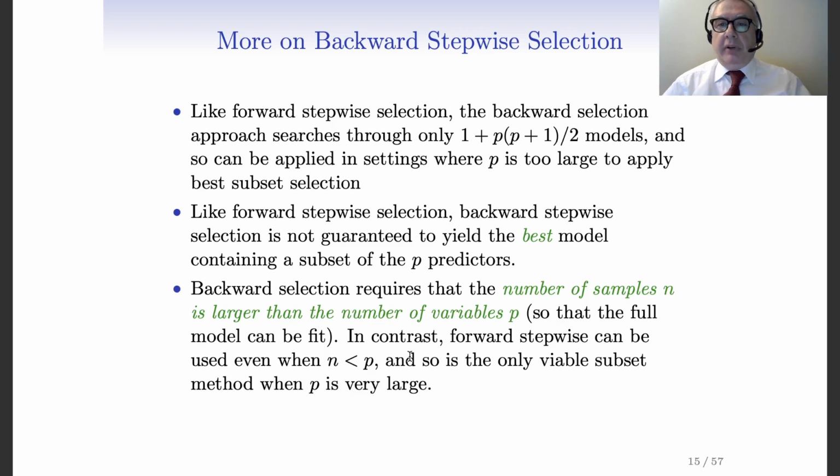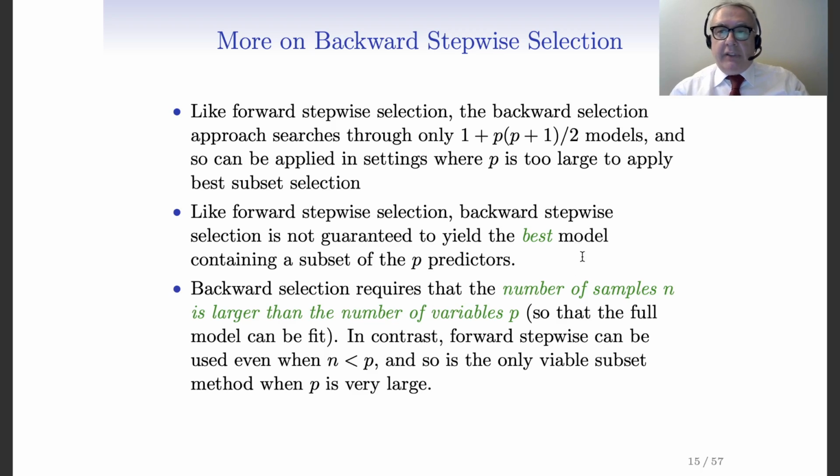Comments on backward stepwise selection. Like forward stepwise selection, the space that is explored is much smaller than the space explored by best subset selection. You can check quite easily that the number of models to be estimated is equal to 1 plus p times (p plus 1) over 2. And so you can use this even when p is very large. Even when p is too large to apply best subset selection, you can apply both forward or backward selection without any trouble. Of course, you do not have the guarantee to find the best model, but, well, not a big issue.